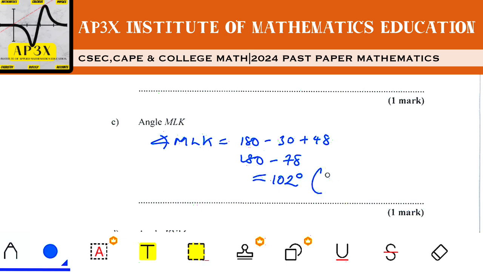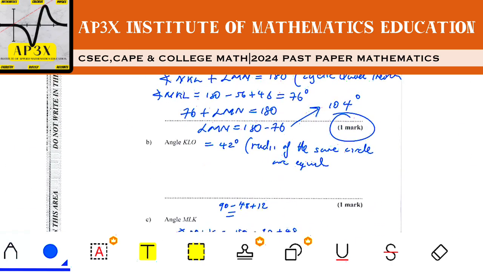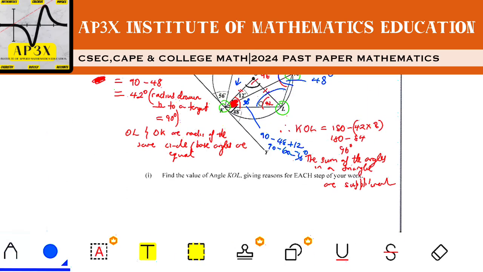All right, and the obvious reason would have been that the angles in a triangle are supplementary. Okay, that's the reason for that. Obviously we'd have to put the other calculations for the pieces of angles that you found. That is going to be 90 minus 48 plus 12. That would have calculated the angle that we found here, this little piece of 30 degrees right here.